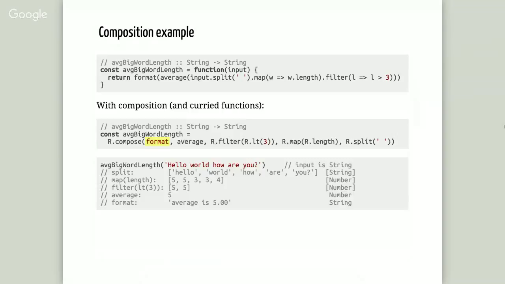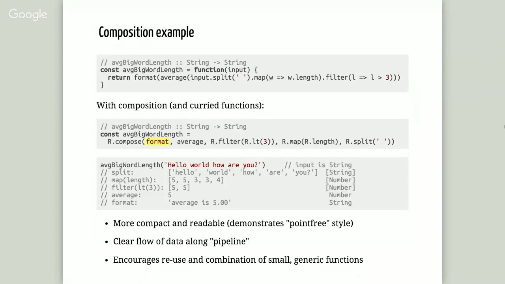And so you've got this really clear sort of pipeline going from right to left, and I'd argue this is definitely more readable than that, and certainly more compact than the other version we saw with the intermediate variables. One thing I should mention is this demonstrates something that's called point-free style that you probably hear of when you look into functional programming.